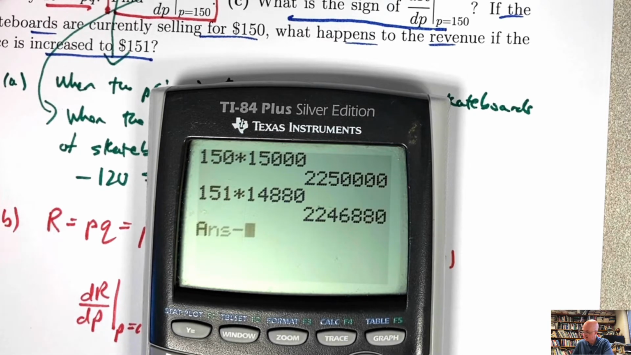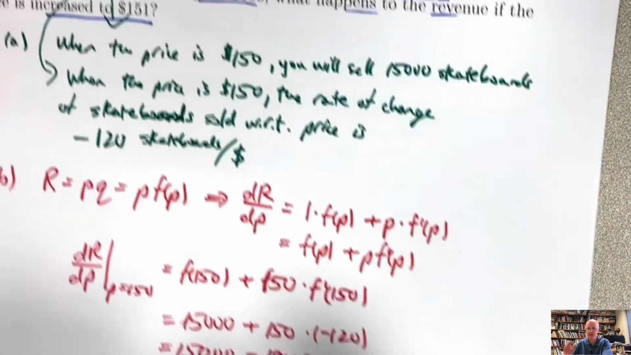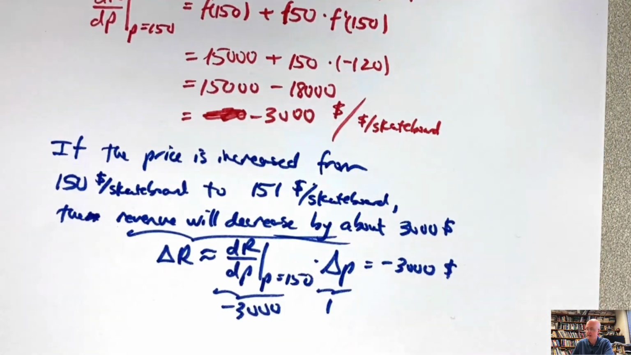Yeah, take that number and subtract the starting revenue. Make sure I get the right number of zeros. It changed by about negative $3,000. To be more precise, negative 3,120. But the linear approximation, on a relative scale at least, is pretty close.